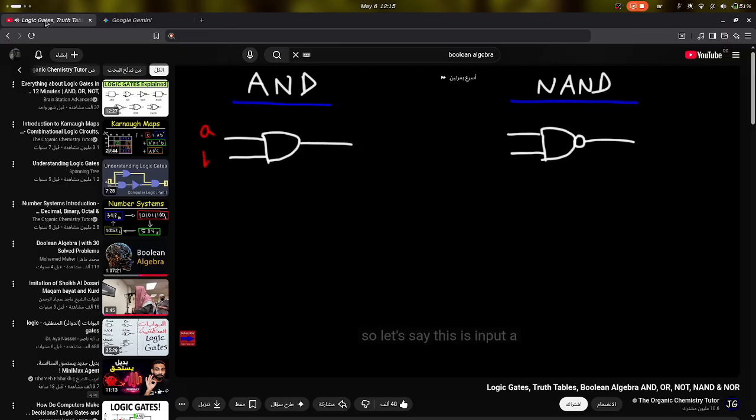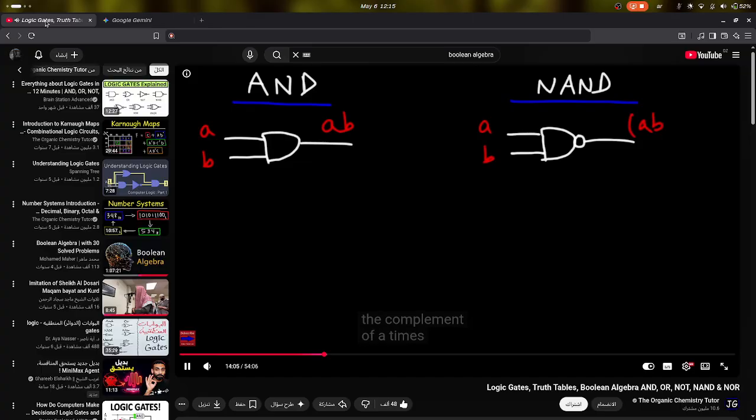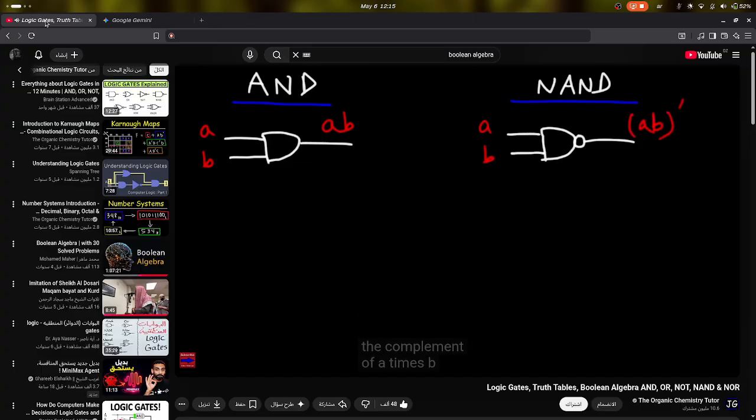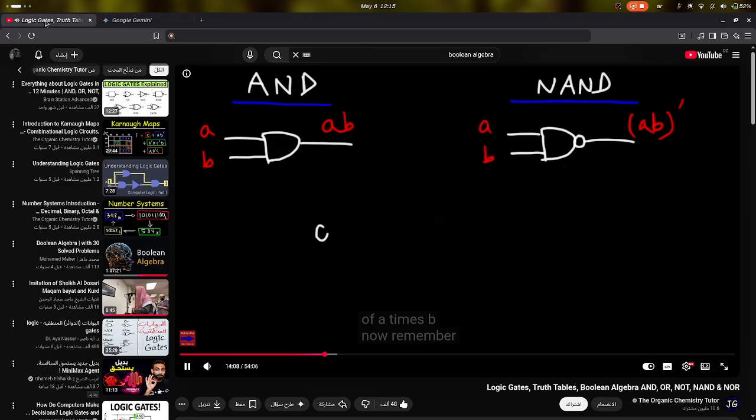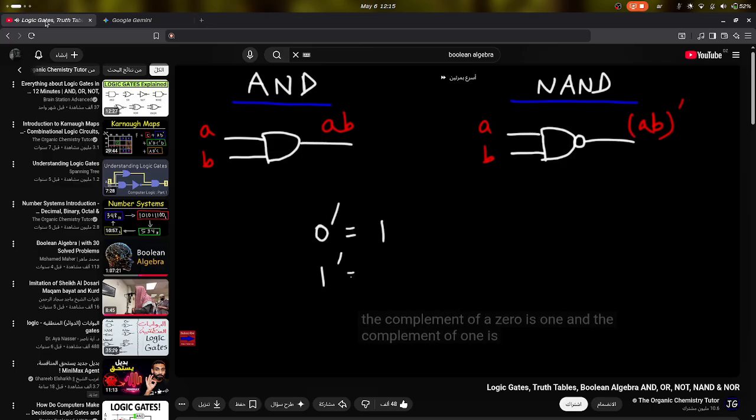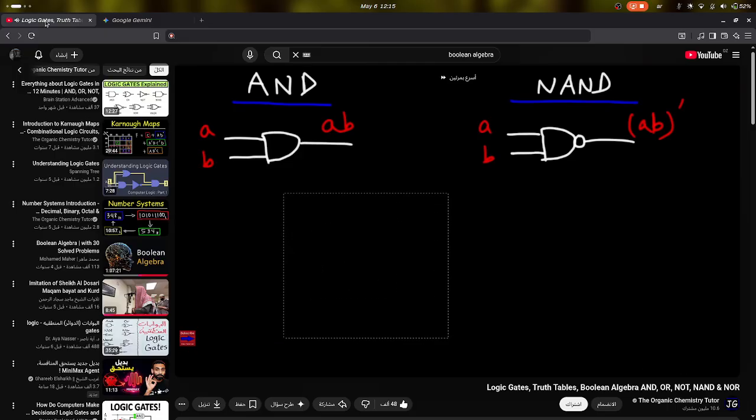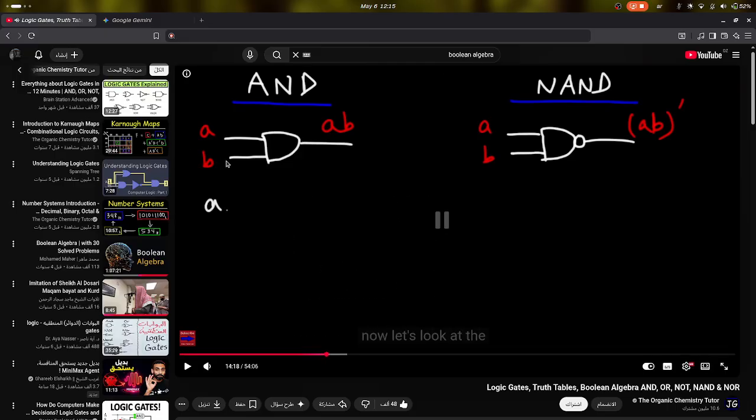So let's say this is input A and this is input B. The output of an AND gate, we said it's A times B. For a NAND gate, it's going to be the complement of A times B. Now remember, the complement of a 0 is 1, and the complement of 1 is 0.